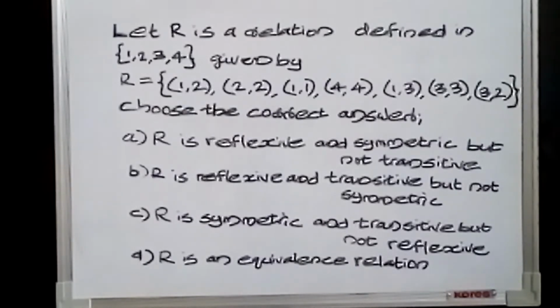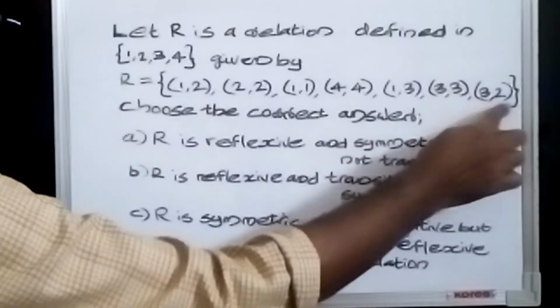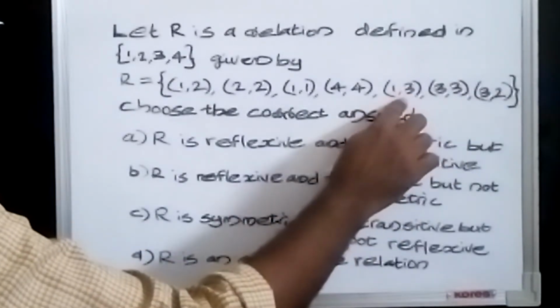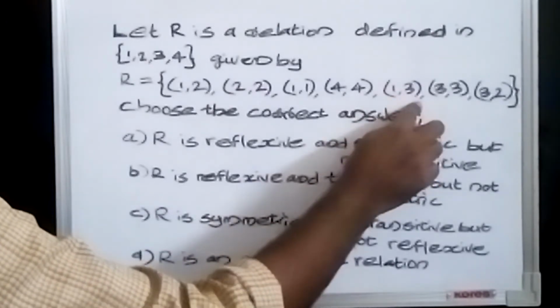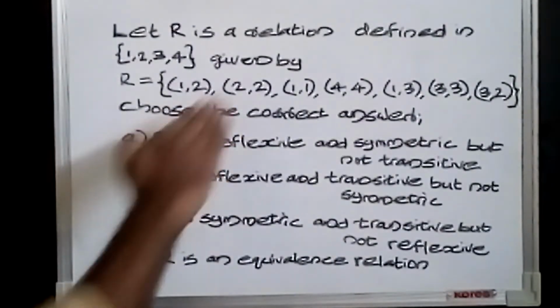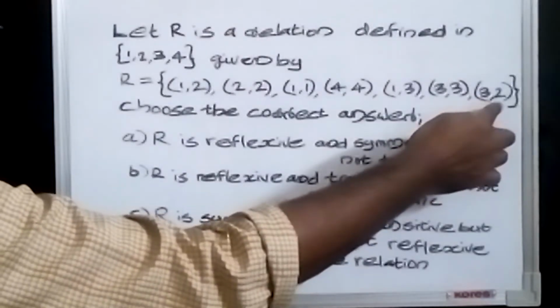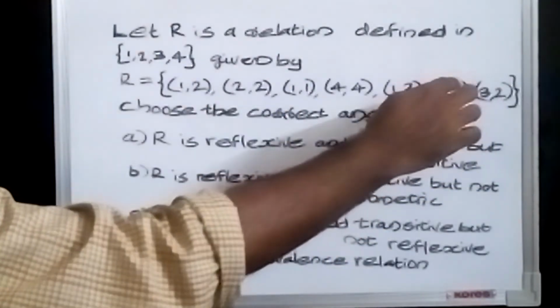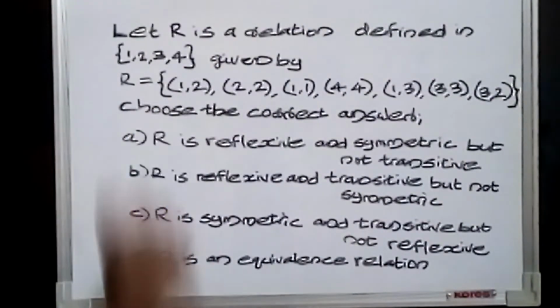Is it symmetric? Let us check. (1, 3) belongs to R and (3, 2) belongs to R. If it is a symmetric relation, if (1, 3) belongs to R, then (3, 1) should belong to R. There is no (3, 1) in this set. And (3, 2) belongs to R, but (2, 3) does not belong to R. There is no (2, 3) in this set. Therefore, clearly it is not symmetric.